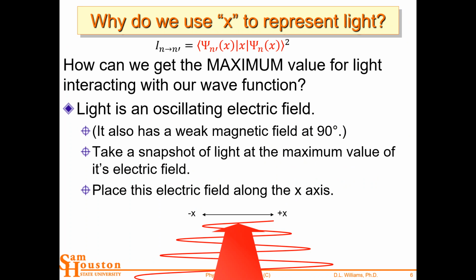Now, how do we get X to represent light? Think of it as a light coming in on this one axis. We have a particle in a box, and if light's coming in on that axis, you just line that electric field of light along that axis. And so it has a positive end and a negative end, just like an electric field. So we can use the x-axis and then multiply that by our wave function. And that's as if that electric field is interacting with the wave function. And that's how we calculate that transition moment integral.